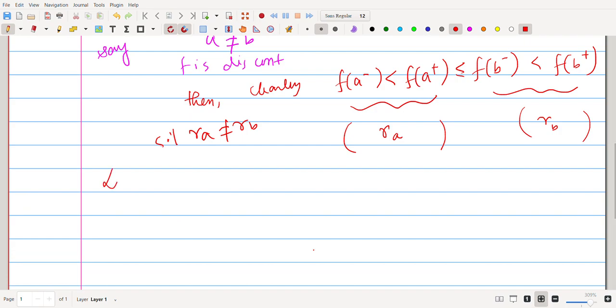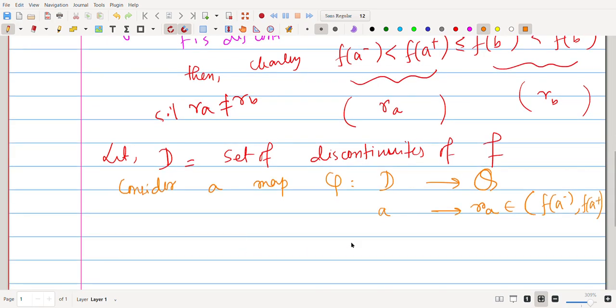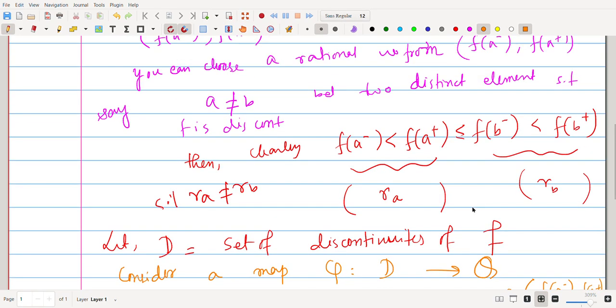So from here, what have we got? Let D equal the set of discontinuities of f, and consider a map phi from D to the rational numbers where a goes to Ra, where Ra belongs to the interval f of a minus comma f of a plus. You can always define this map, and this map is one-one. Why? Because you can always find such Ra that this one is not equal to this one.